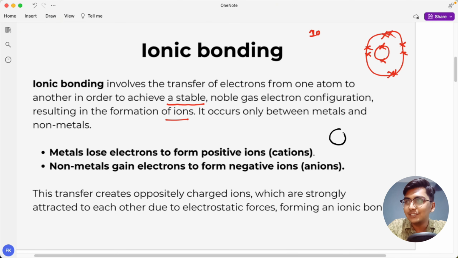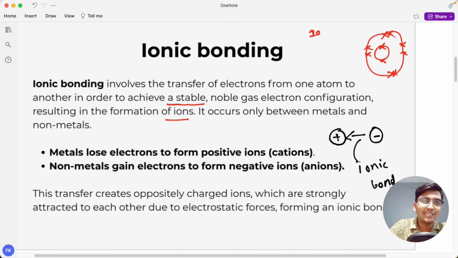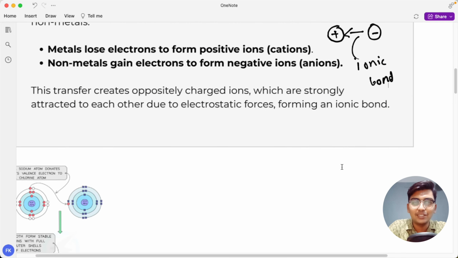For example, this is a positive ion, this is a negative ion. They have a strong electrostatic force towards one another, thus forming the ionic bond. Isn't it interesting? It's just like a magnet. South pole and north pole attract one another.